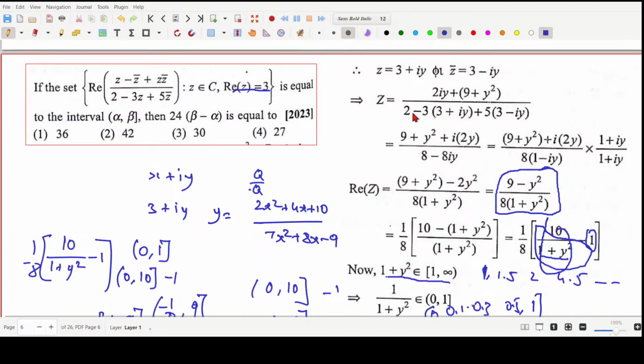5 into 3 is 15. Minus 3 into minus 3 is minus 9. 15 plus, oh, sir, that's 2. Sir, I took it as 2 as sets, sir. Okay, okay. This is 2. Yes, sir.